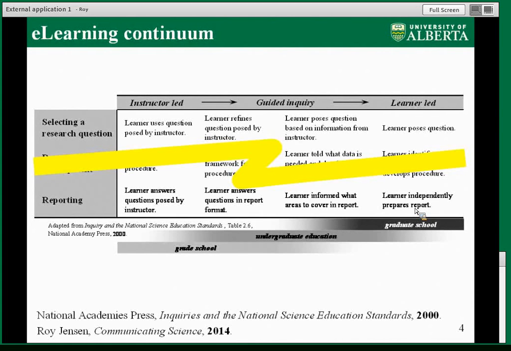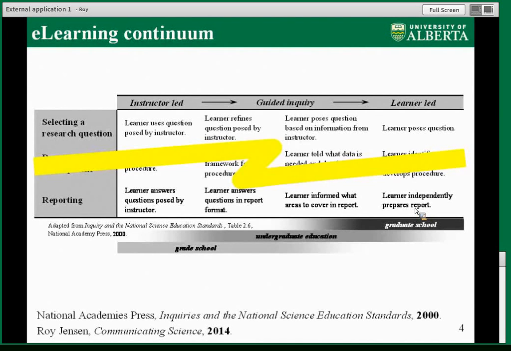This entire table is available if anyone wants it, but on the bottom side of it, when you go to reporting, in an instructor-led environment, the learner simply answers questions that are posed by the instructor. Over to the learner-led environment, the learner independently prepares a report without much guidance or direction from the instructor. Now, this progression from an instructor-led to a guided inquiry to a learner-led environment occurs when the learner gains knowledge about the subject, gains skills, and confidence in conducting, in this case, experiments.